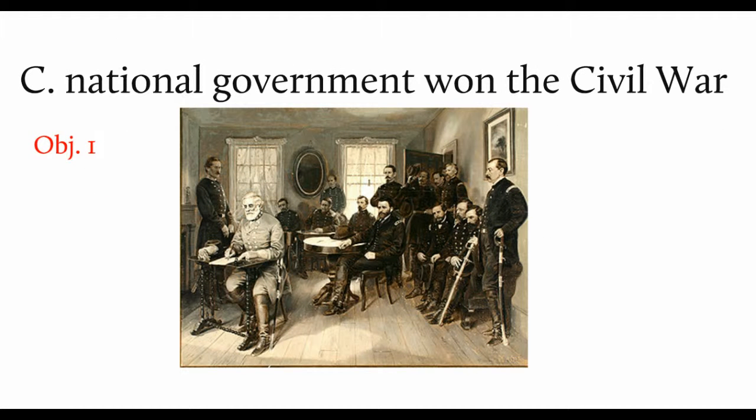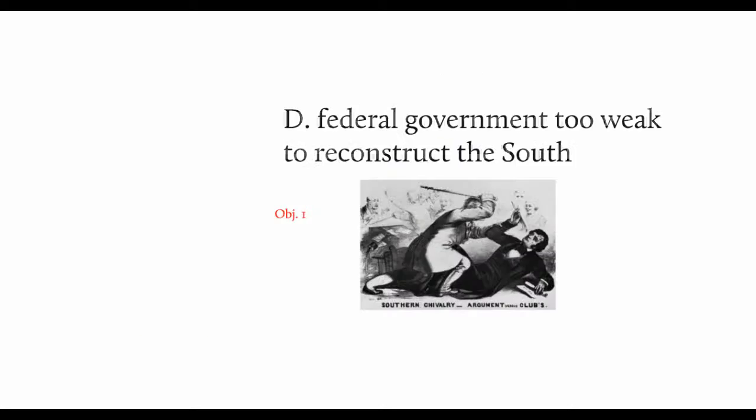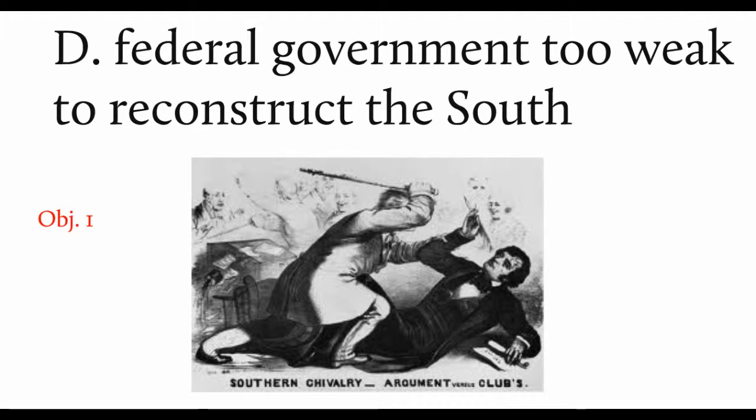Again, a study in contrast: the national government wins the Civil War, but our national government is too weak to reconstruct the South. Too many differences about just exactly how it should be done. We have Lincoln's plan that fails with the death of Lincoln. We have Johnson's plan that fails when Congress tries to impeach Johnson, and then the congressional plan failed because it wasn't really a plan to fix the South. It was a plan to punish the South even more.